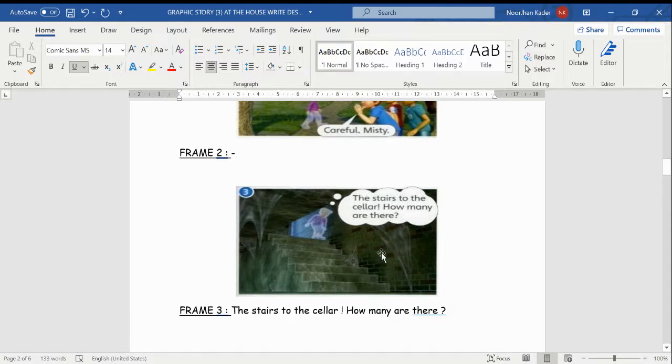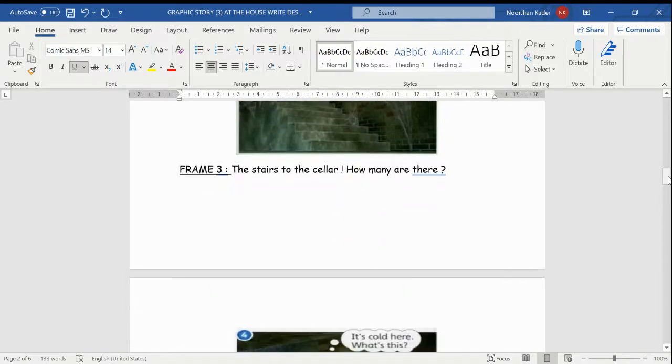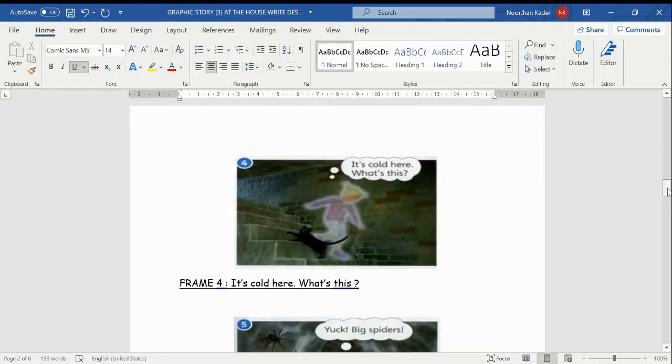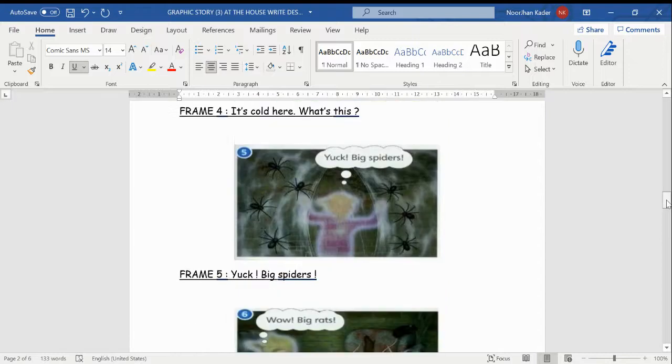Okay, third picture, you can actually describe about how the cellar looks. Firstly, it looks dark. Okay, I forgot this just now. Okay, so it's also dark. From the picture, you can describe that the cellar is dark. Okay, that is frame 3. And frame 4, we've already done. It's cold. Dark and cold.